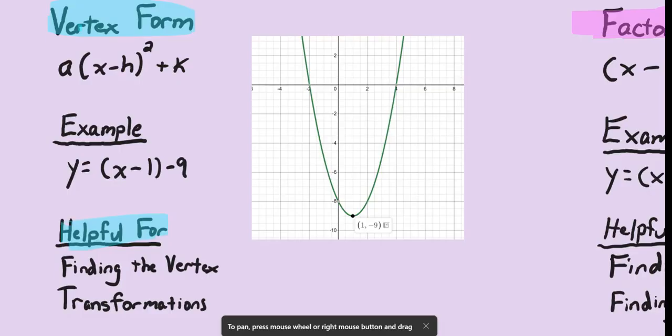The vertex form is x minus 1 squared minus 9, and then you can look here. That's what the vertex is. The x minus 1 means we move 1 over to the right, and the negative 9 means we move 9 down. So that's going to be at 1, negative 9. This is helpful for, obviously, finding the vertex and for transformations.